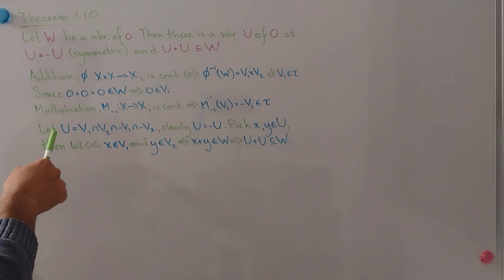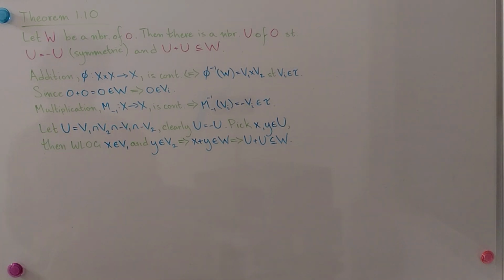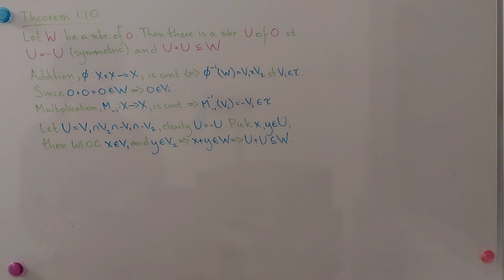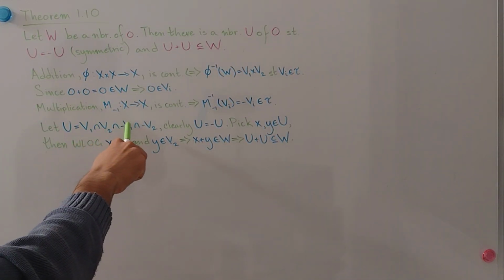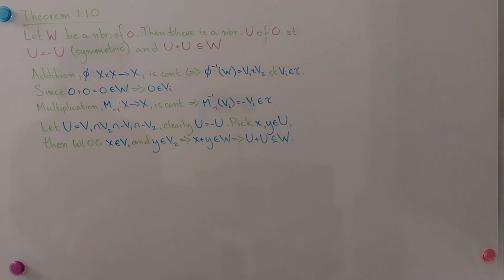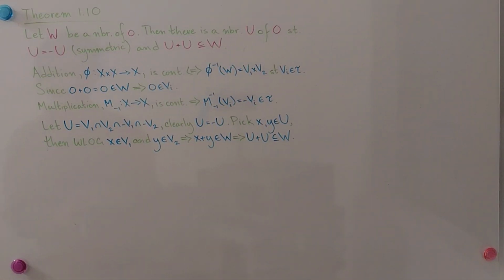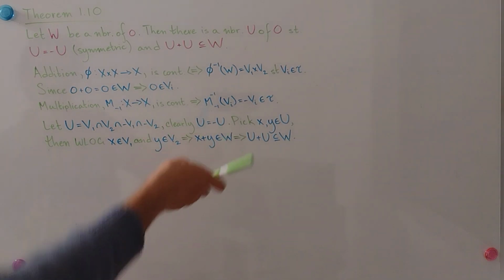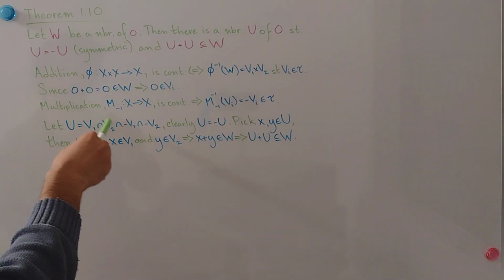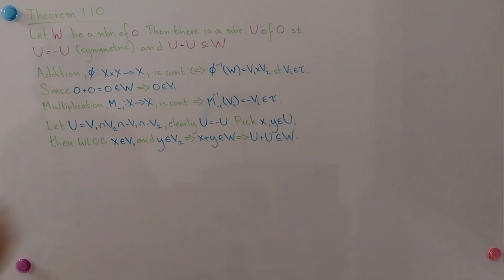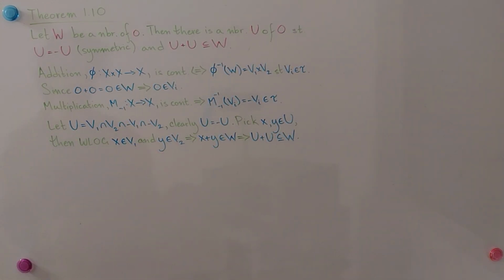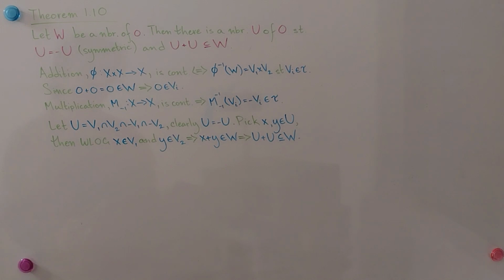So finally, let U equal this intersection here. Clearly U is equal to -U, right? Because if we look at -U, we just end up flipping all these signs. And then we can pick an x and a y inside of U, and any x and y in U will obviously be inside of V1 and V2. So without loss of generality, we can specifically say x is in V1 and y is in V2.